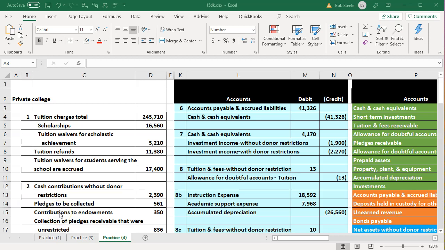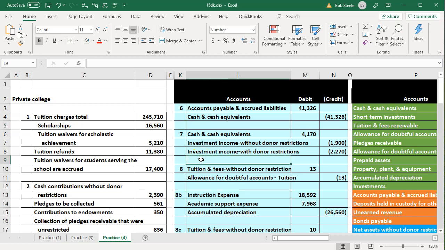In this presentation, we will continue on with our comprehensive problem related to a not-for-profit organization, a non-profit organization, and is a private college. We have the information on the left. We're going to enter that into the blue area on the right. In prior presentations, we entered this information, the transactions for the time period. We entered then the closing entries.